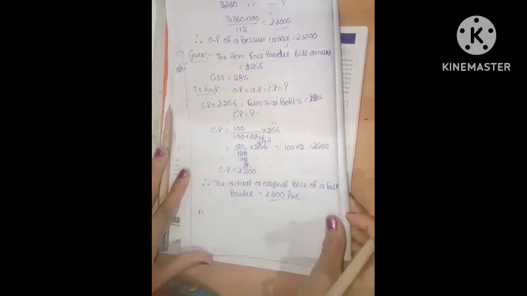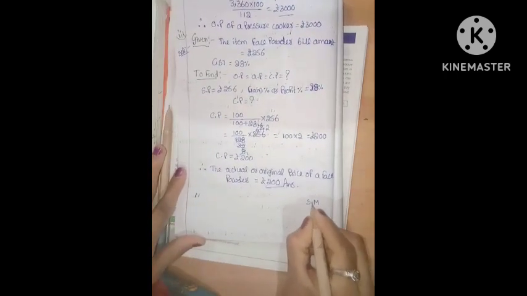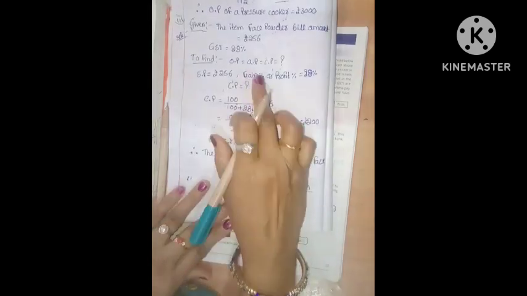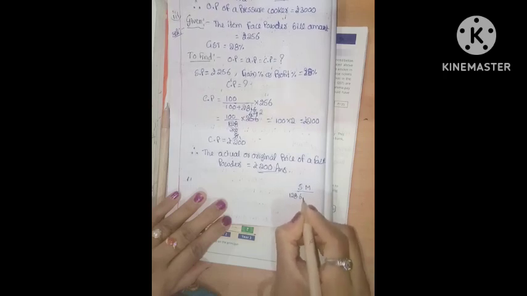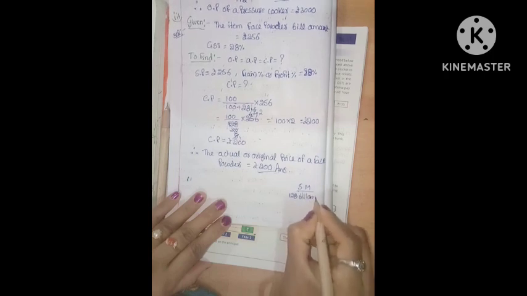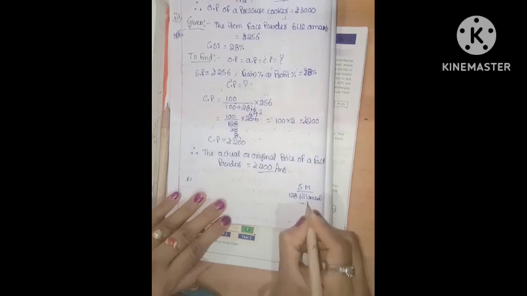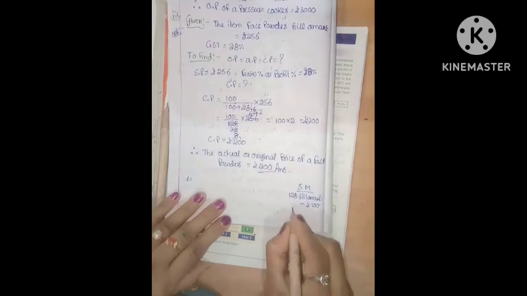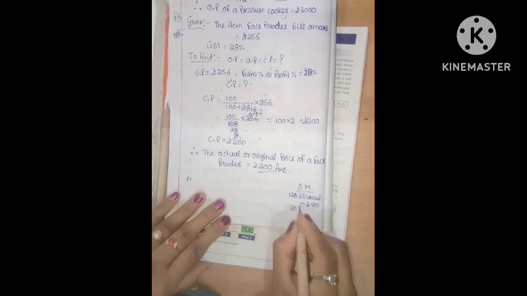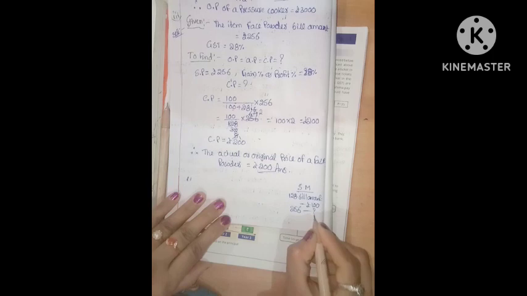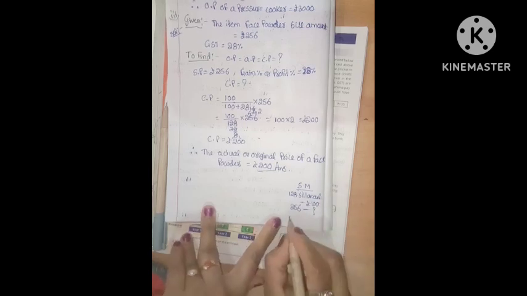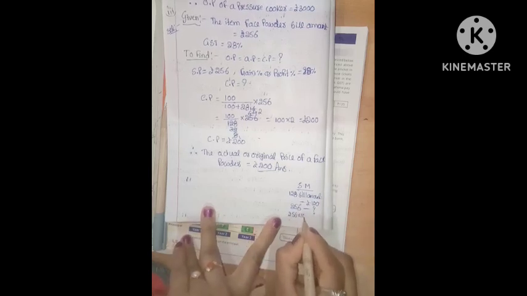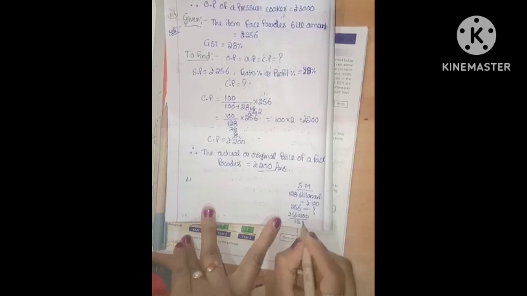Now the short method. It is very simple. The short method is 100 plus 28, so 128% is the bill amount, and the original price is 100 rupees. So what's the total bill? The total bill is 256. How much original price will we get? So 256 into 100 by 128.